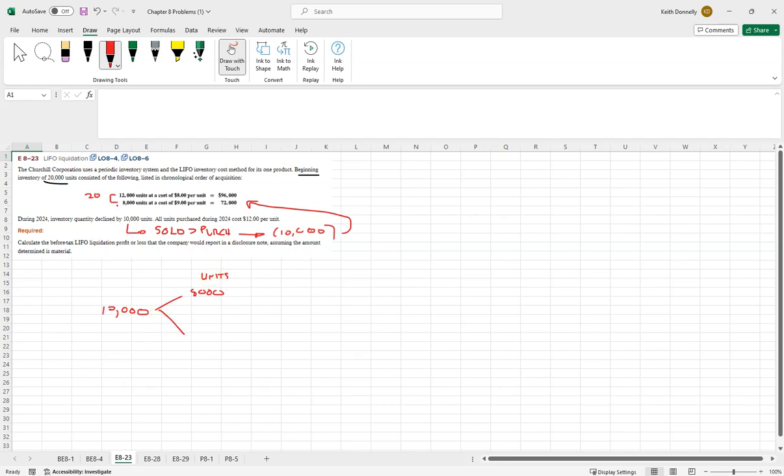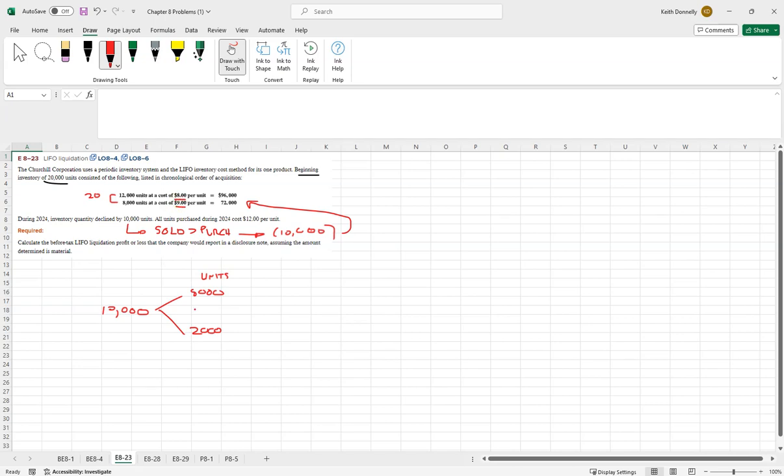And then, right, so that's great. That kind of kills that second layer there. Then we're going to have to dip into that original layer, because we've got 2,000 left. So we'll have 8,000 units at $9 and 2,000 units at $8, right?